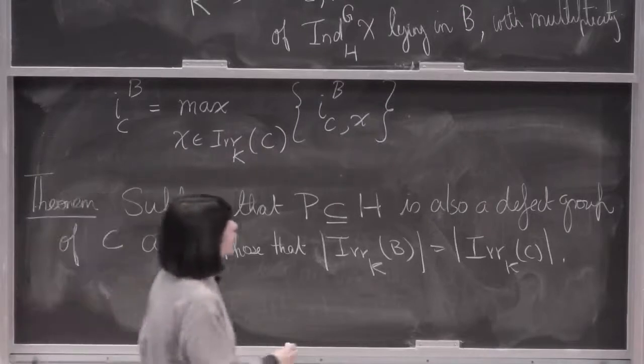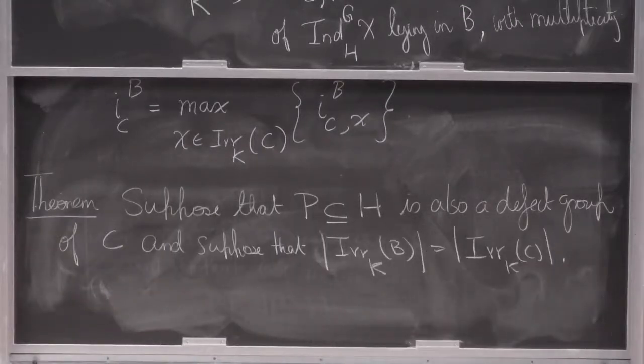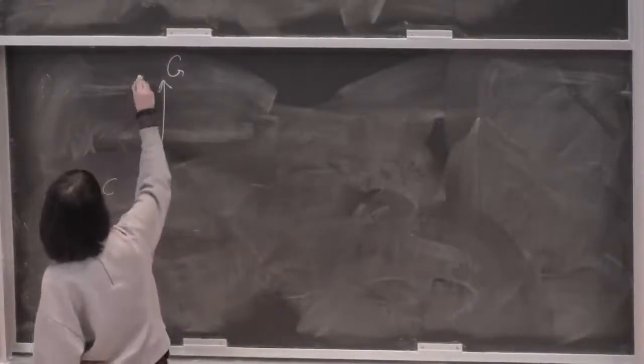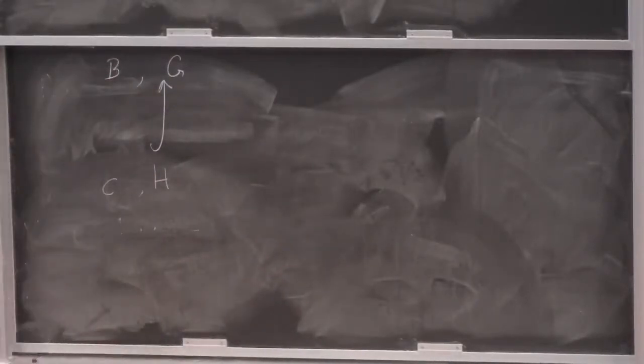Okay, so let me just draw somewhere. I want to just draw a little picture. It's my board problem again. Sorry. Okay, I'll just draw it here, and then we'll see what happens. Okay, so H is contained in G. And I have my block here, C of H, and my block B of G. Okay, let me just finish this picture.